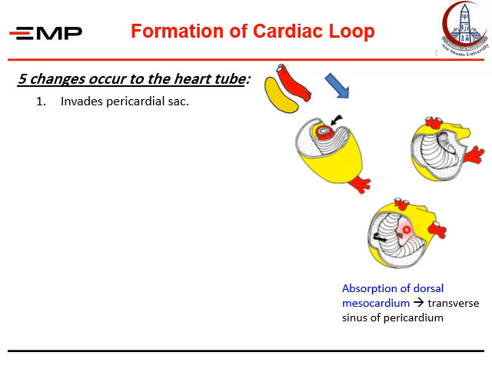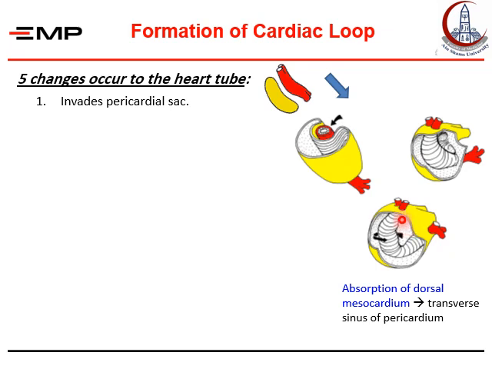Disappearance of the dorsal mesocardium will create a cavity behind the endocardial heart tube. Here, this is the endocardial heart tube. This is the cavity, which is called the transverse sinus of pericardium. You heard the name transverse sinus of pericardium in the anatomy of the heart.